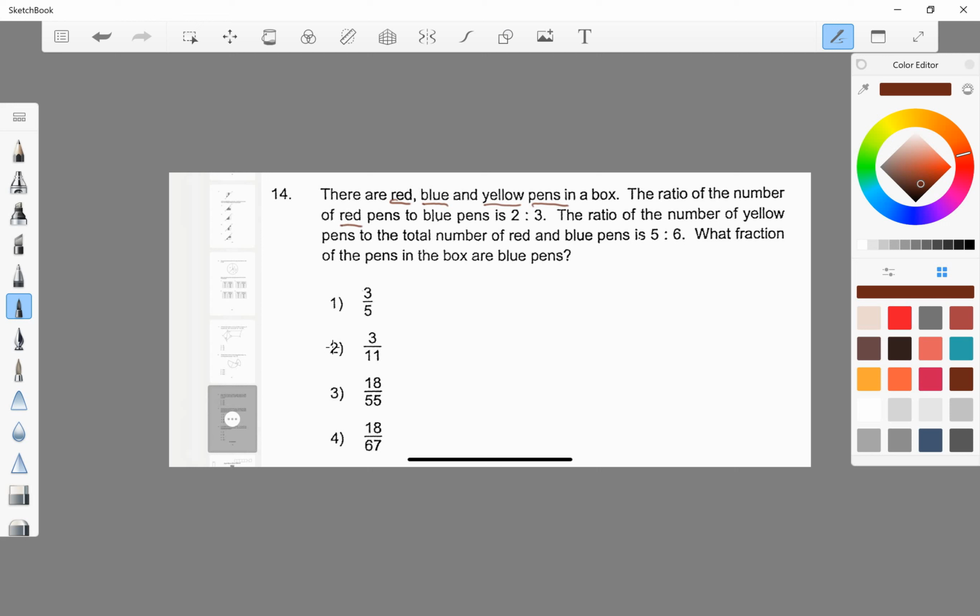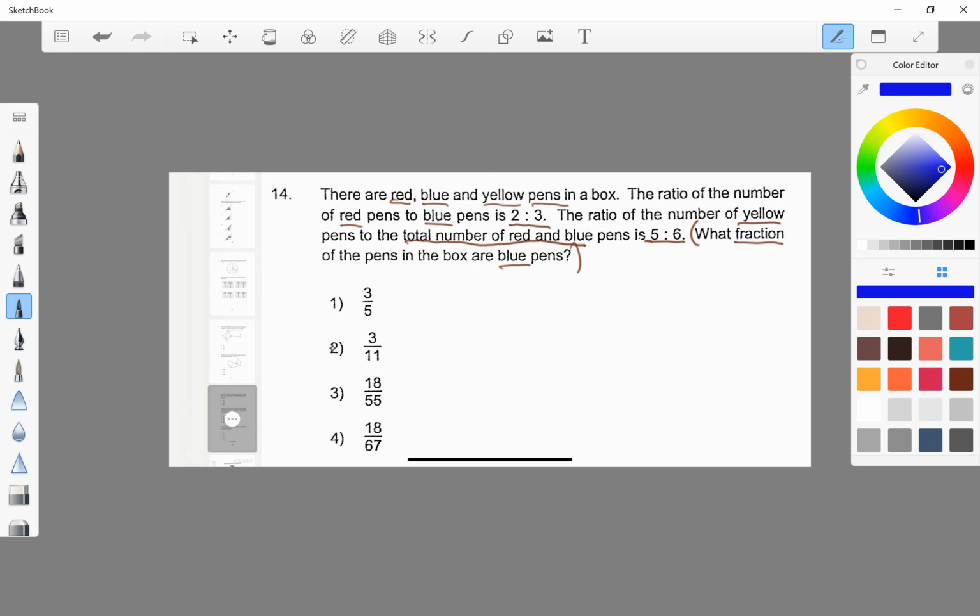And they say that the ratio of the red to blue is 2 to 3. Yellow to total, red and blue. Not as in grand total, but total red and blue, 5 to 6. What fraction of the pens in the box are blue pens? Okay. So how do we actually do this? We have to ask ourselves, what is the question looking out for? What is the question requesting us to do?